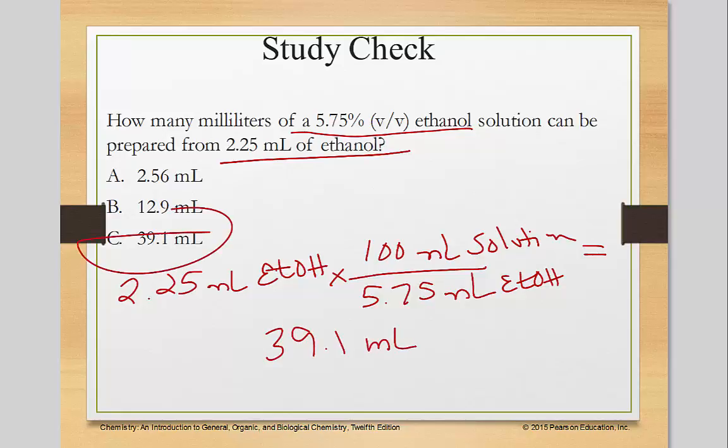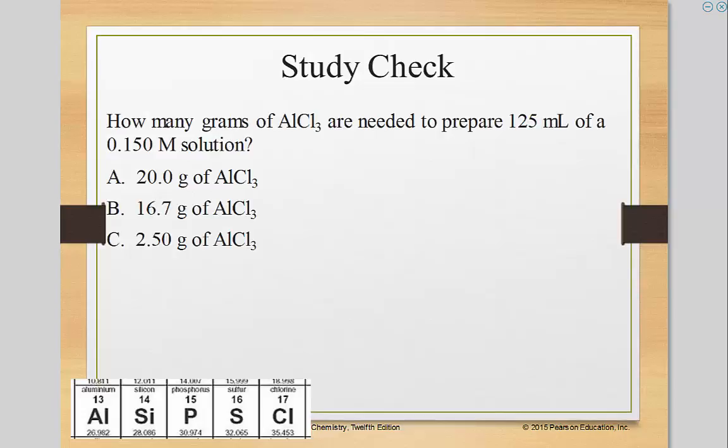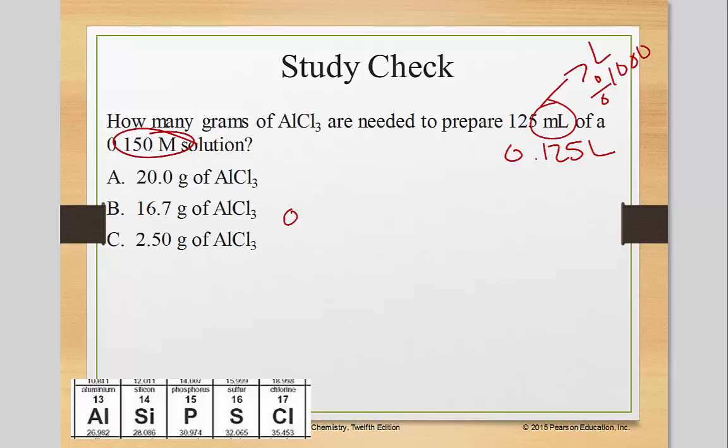Then one final practice problem. How many grams of AlCl3 is needed to prepare 125 milliliters of 0.150 molar? Notice it says milliliters. We need to get this into liters by dividing it by 1,000. So that becomes 0.125 liters. We have 0.150 molar. A couple different ways to go about doing this. I'll go ahead and use this as a conversion factor since that's what we've been concentrating on. For every 1 liter, we have 0.150 moles.